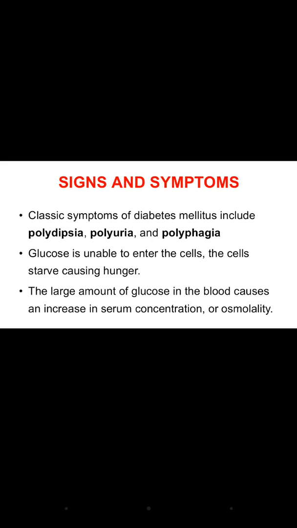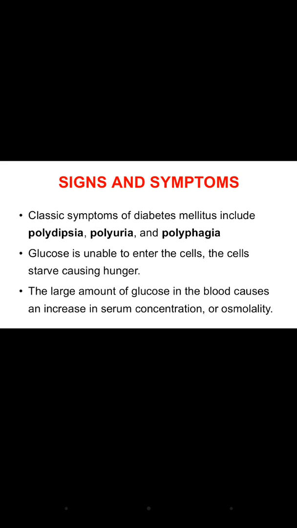Now, what are the signs and symptoms of diabetes mellitus? The three classical symptoms are polydipsia, polyuria, and polyphagia. Polydipsia means excessive thirst, polyuria means excessive urination, and polyphagia means excessive hunger. So, why does it occur? Because our body is not able to utilize the glucose from the blood, glucose is unable to enter the normal cells like muscles, fat, and liver, so the cells are starving, and because they are starving the person will feel hungry, that is polyphagia.